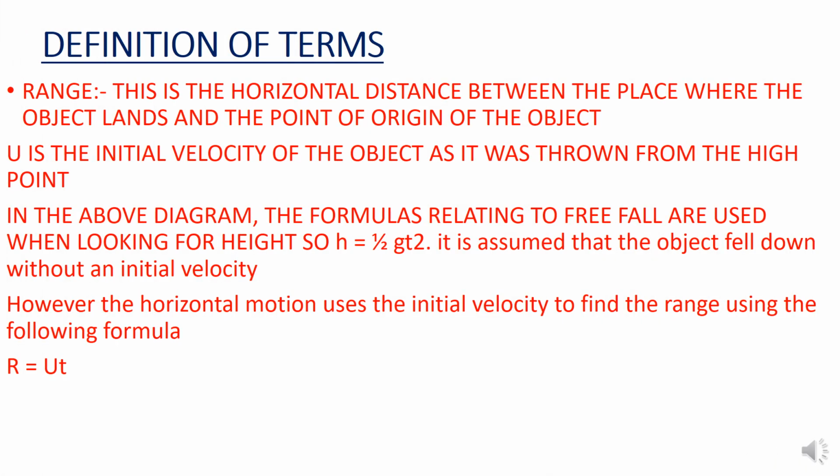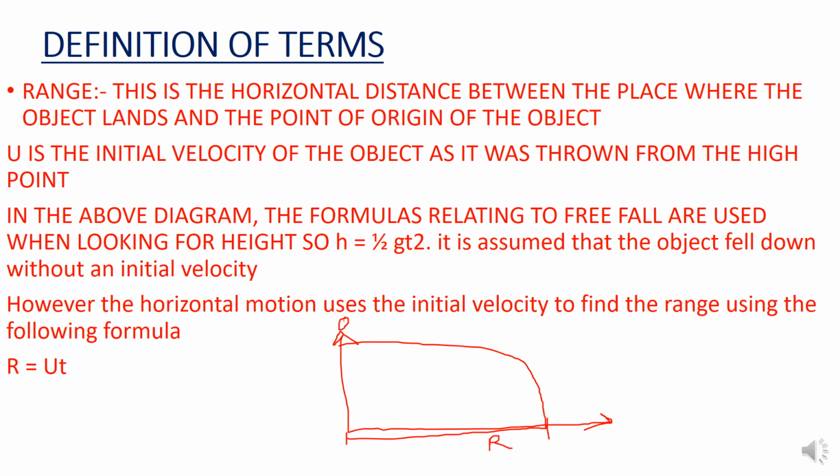Sasa yeah, there's something that I've forgotten hapa. The horizontal motion, usually it uses the initial velocity to find the range. So let's say this is the diagram. So this is the diagram of the motion, how the motion happened. So there is this range from here up to here, range.